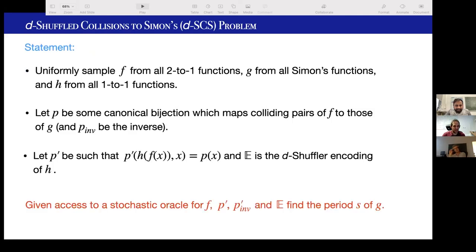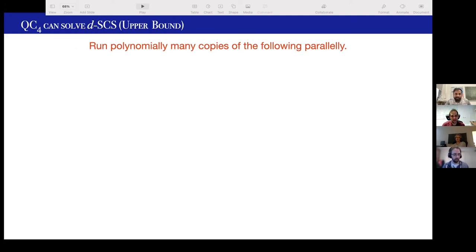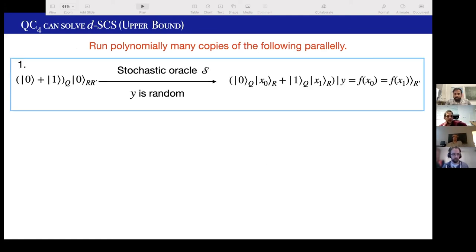Maybe when I show that this circuit can solve it, then it's more understandable. I'm showing that there's a problem, DSCS, which will become clear in the algorithm itself, and I'm showing that a QC4 circuit can solve it. I'll go fast. You have a query register in superposition, and then there are extra registers. Now you call a stochastic oracle. What it does is that it picks a random Y here in the R prime part and puts images here. So if it picked a Y such that f(x0) equals f(x1), then with 0 it puts x0, with 1 it puts x1. And we measure our prime register here to learn Y.